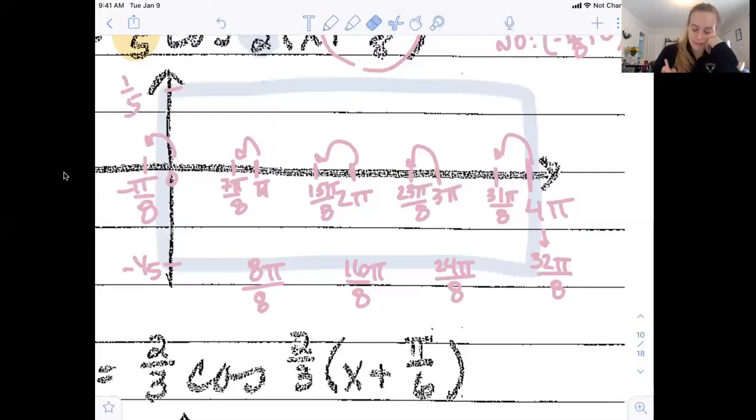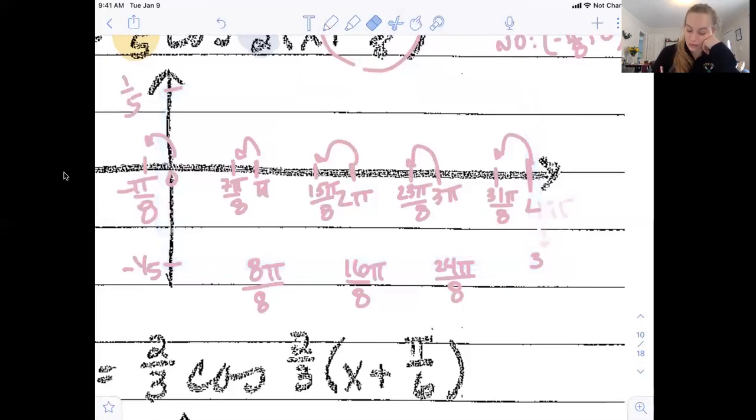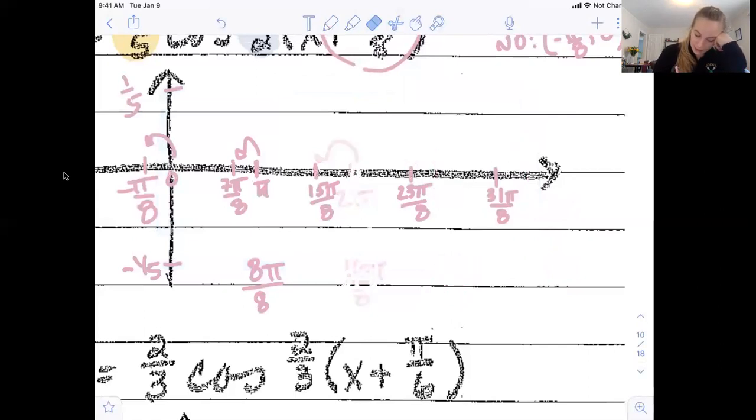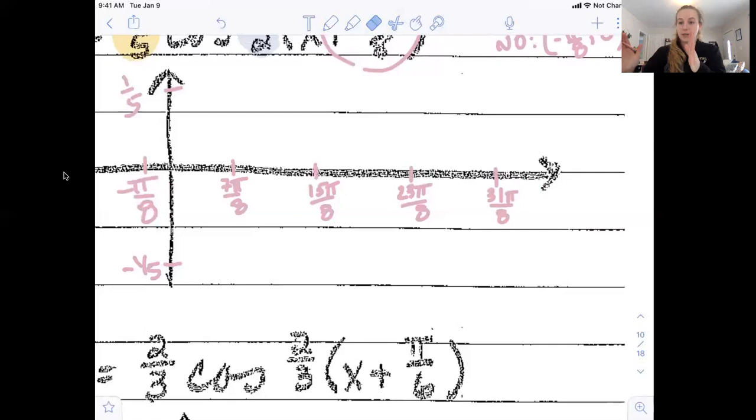Okay, I know this looks like a mess, but I'm gonna get rid of what we don't get to use. We don't get to go all the way out to 4 pi, so I'm erasing that. We don't physically get to go to 3 pi, so I'm erasing that. We don't physically get to go to 2 pi, so I'm erasing that. And we don't physically get to go to 1 pi, so I'm erasing that. And we don't physically get to go to 0, so I'm erasing that. This helped me find all my new points because I took all my old points and I just shifted them 1/8 over, 1/8 over, 1/8 over.